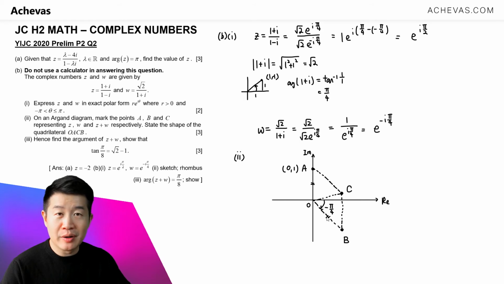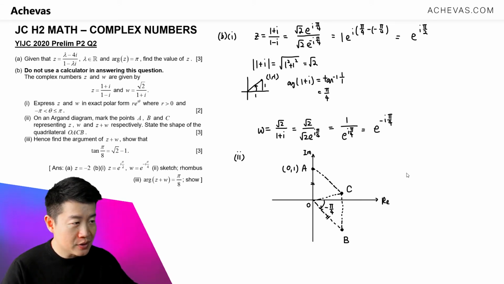And we are supposed to state the shape of this quadrilateral OACB. We know that it is a parallelogram. And at the same time, since OA is the same length as OB, this parallelogram is also a rhombus. So I'm going to state it here. OACB, this quadrilateral, is a rhombus.